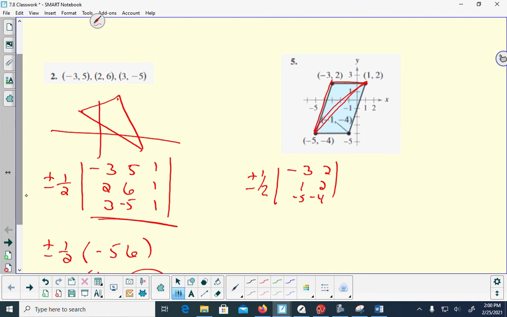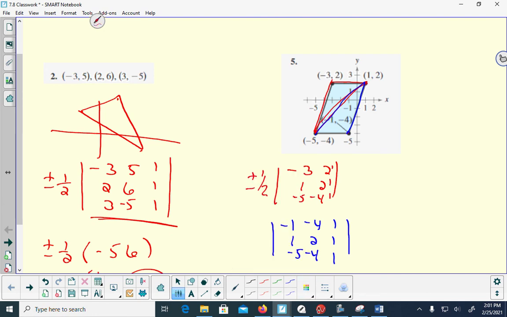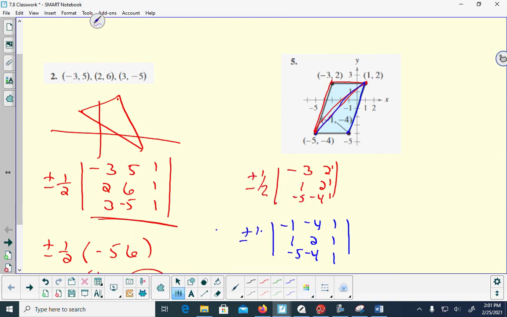Now I'm going to have another triangle. I'm going to have this triangle down here, and let's switch colors for that. Let's make that blue. So I'm going to start here with -1, -4, and then 1, 2, -5, -4. Oh, and I forgot to put my column of ones up there, so let me sneak those in. Okay, good enough. And this is going to be plus or minus 1/2. On my calculator, I am going to do both those determinants, and then I'll come back and figure out what I'm doing.